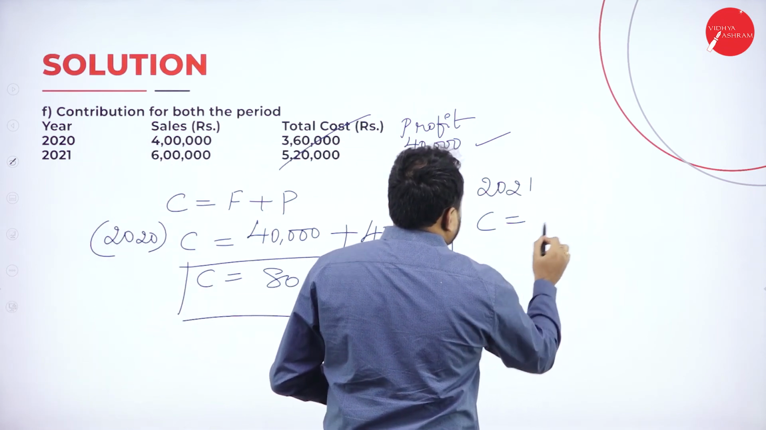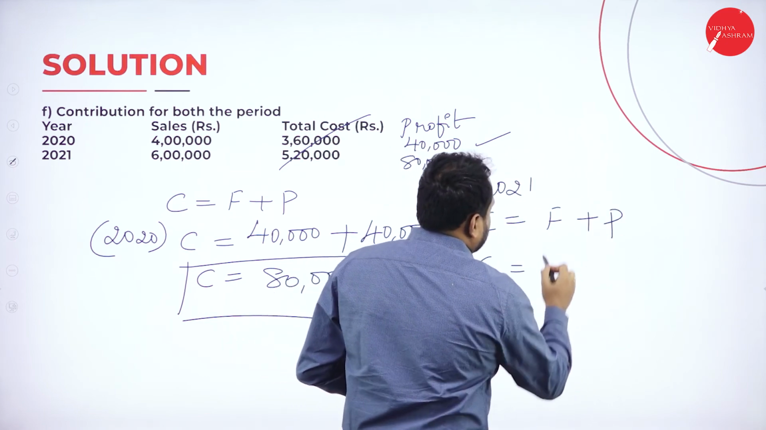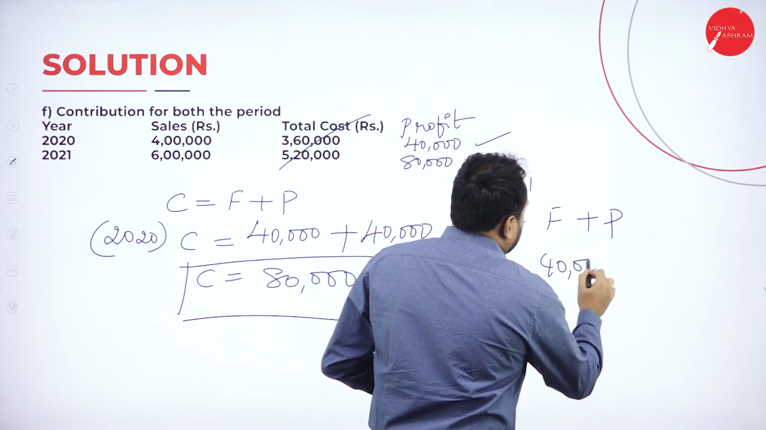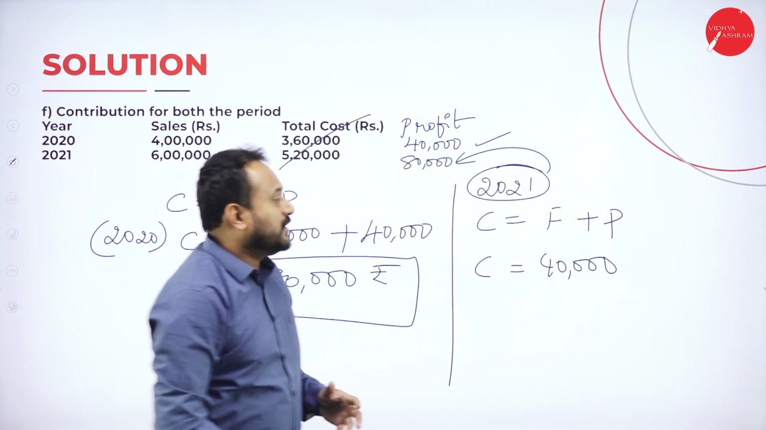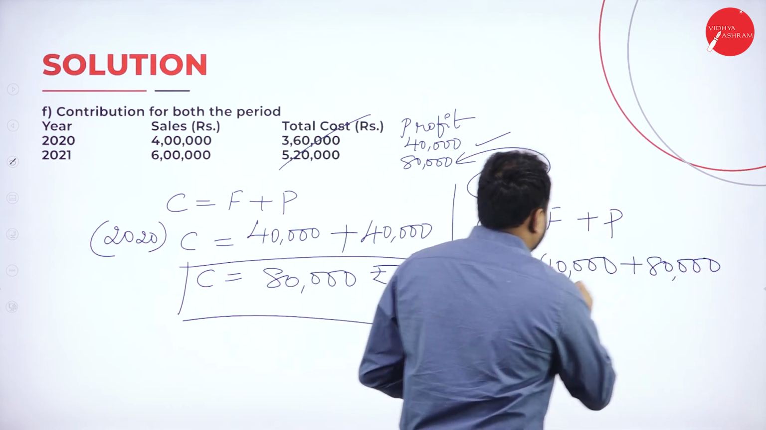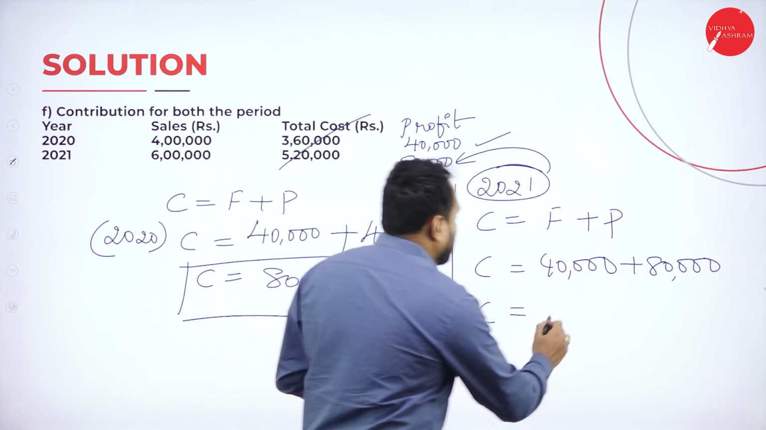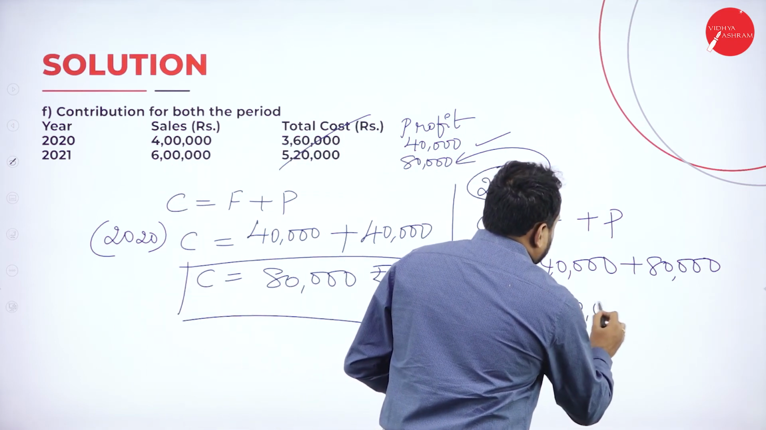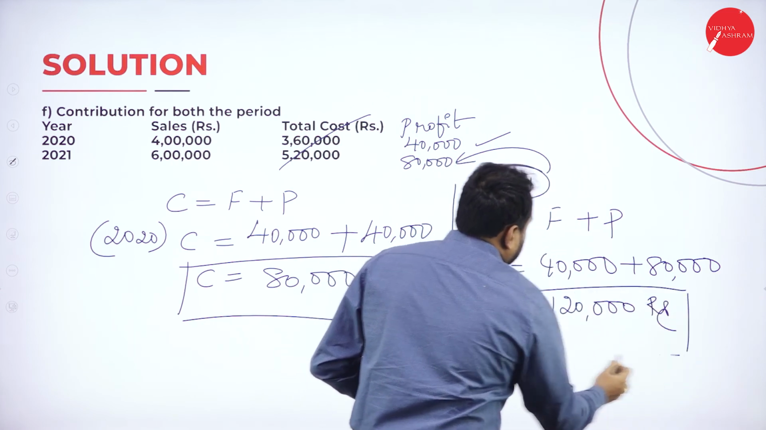And the last one here we have is 2021. Contribution is equal to fixed plus profit. So here fixed cost is how much? 40,000, and in 2021 how much is our profit? We have a profit of 80,000. So plus 80,000. So 80 plus 40 is how much? Contribution, we have 1,20,000 rupees. This is what we are supposed to go with.